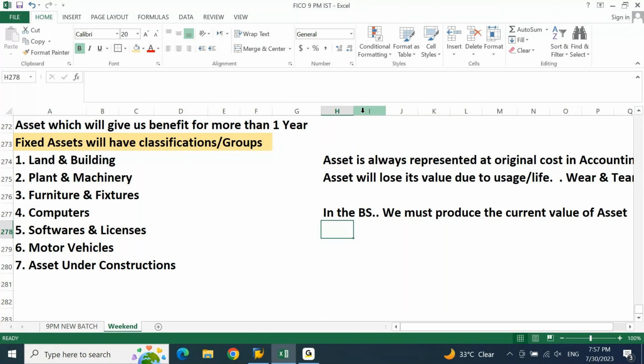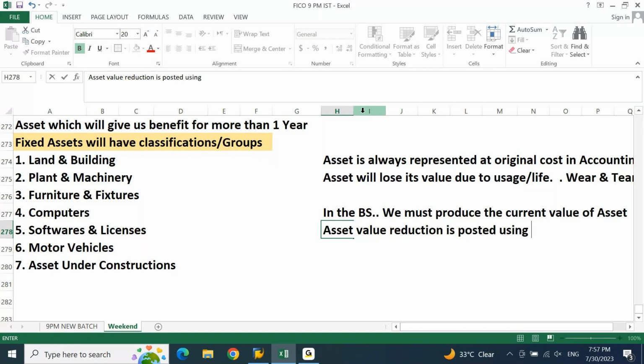Every month your asset is losing one month of life. So the one month related cost, the one month related amount, you need to reduce from the asset. Now, any amount that you are reducing from your asset due to its usage or due to its life is called as what? Depreciation. So, asset value reduction is posted using depreciation. Whatever the value we are reducing from the asset, we will be posting it using depreciation.